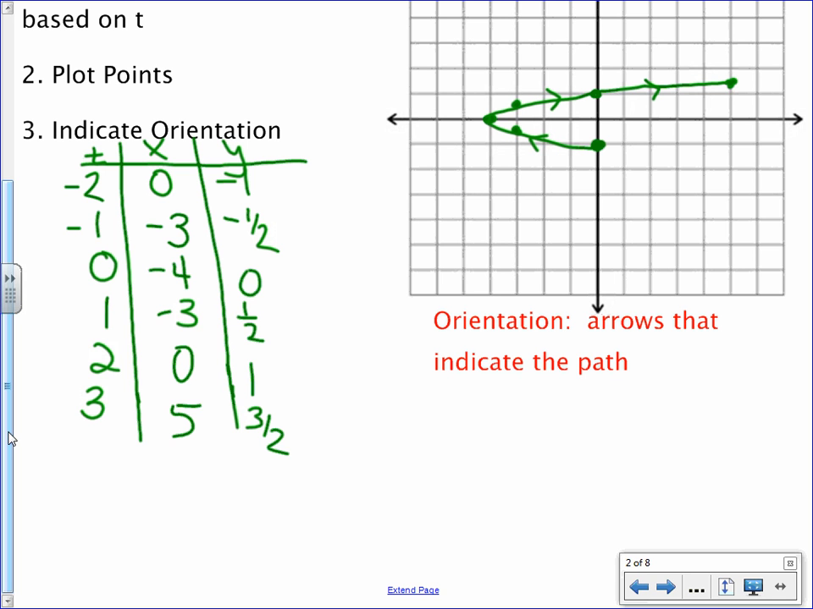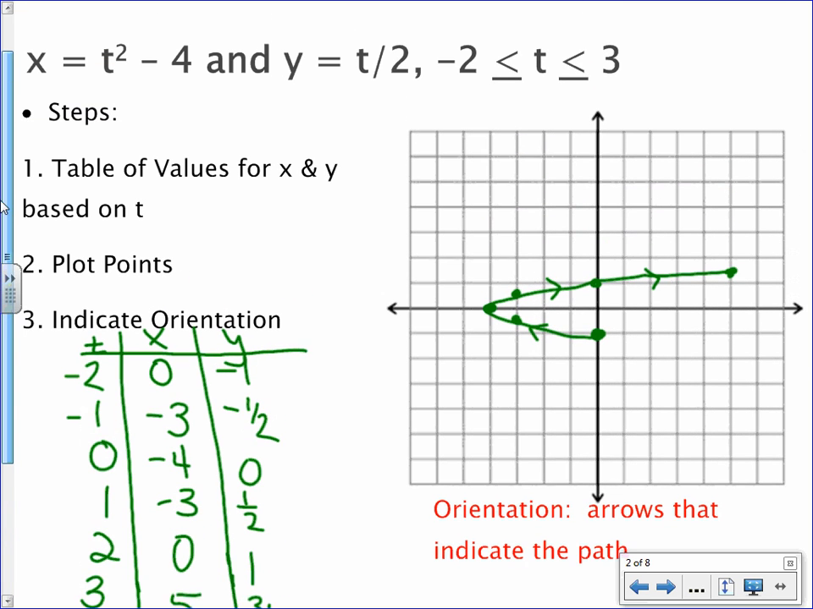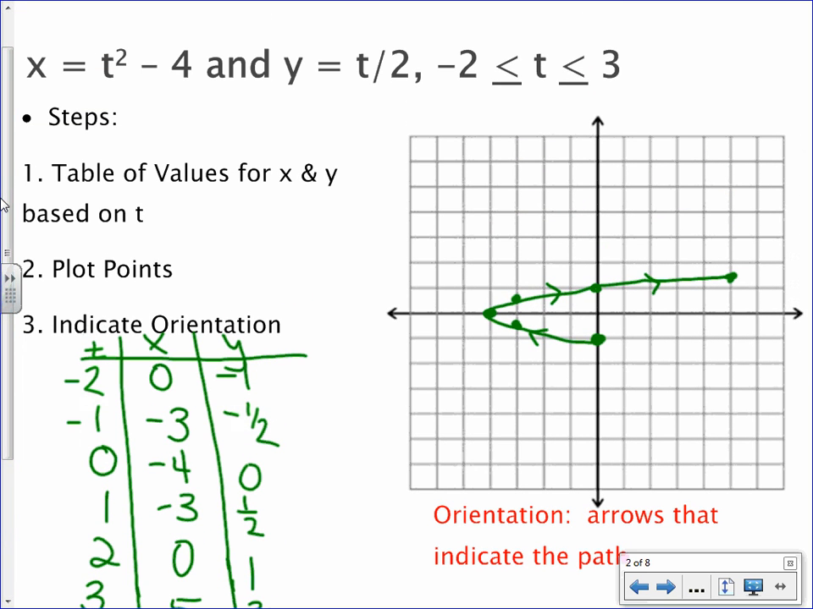Yes. Would you just draw it to the last point, or do you continuously go along? Since they asked for t between -2 and 3, we would only graph it between those two points. If there was no restriction on t, then we'd have the entire parabola. Okay, we'll look at that in a little bit.